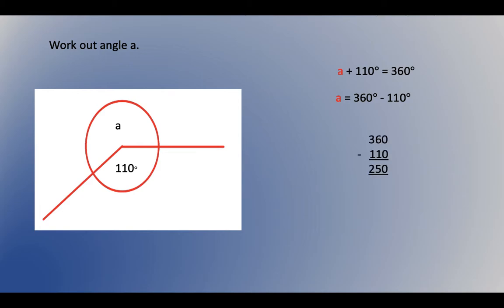Now, 360 take away 110 is equal to 250. So angle A equals 250 degrees. Now we can check our answer by adding them together, okay? So 250 add 110 equals 360 degrees. Now I know I'm right because the angles add up to 360. Angle A is actually a reflex angle, okay? Because it's larger than 180 degrees but smaller than 360 degrees.